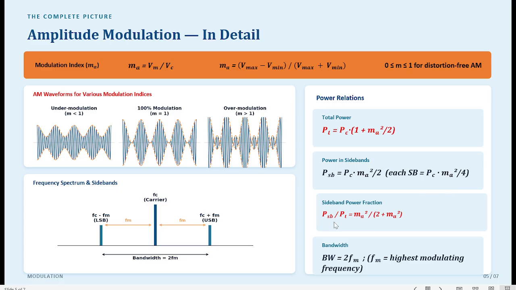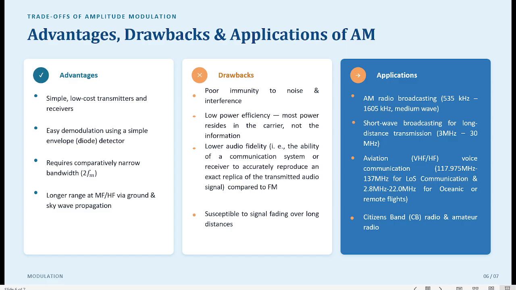So side band power divided by total power is equal to MA square upon 2 plus MA square, and the bandwidth for this AM transmission is twice the highest modulating frequency. So if we are given the modulating signal frequency, then we can easily calculate the required bandwidth for amplitude modulation.